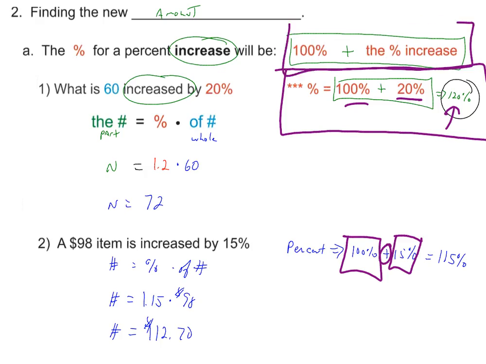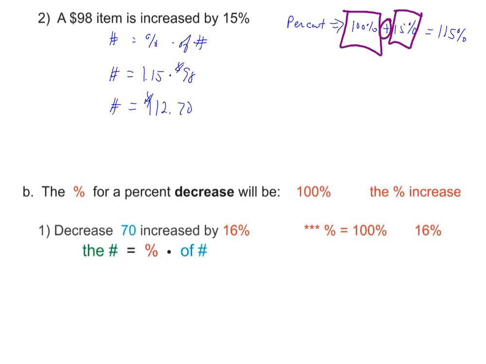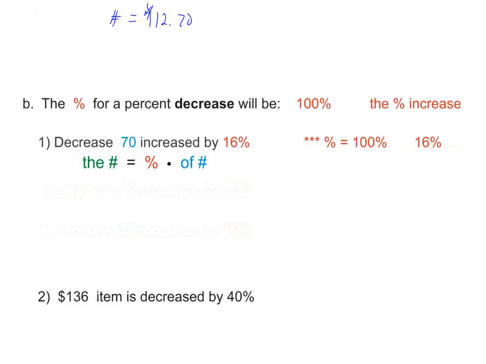100% to begin with, plus the percent increase. 100% to begin with, plus the 20% increase, 120%. 100% to begin with, plus the 15% increase, 115%. Again, if that gives you trouble, then do it the old way. Do it in 2 steps. Figure out 15% of 98, get that number, and then add it to 98. You can always do the problem that way.